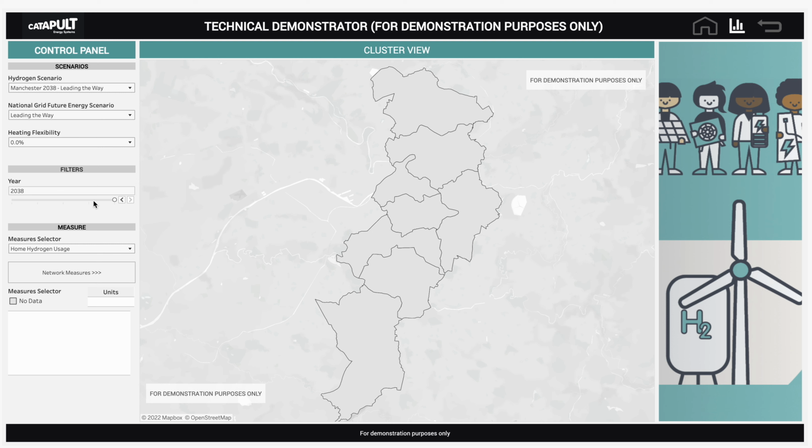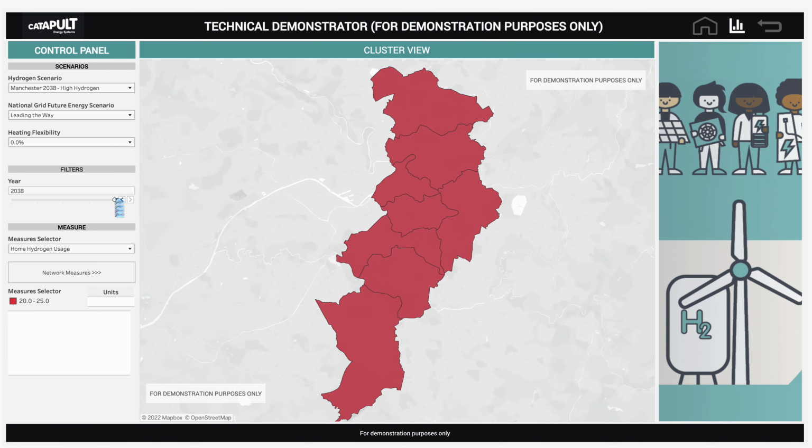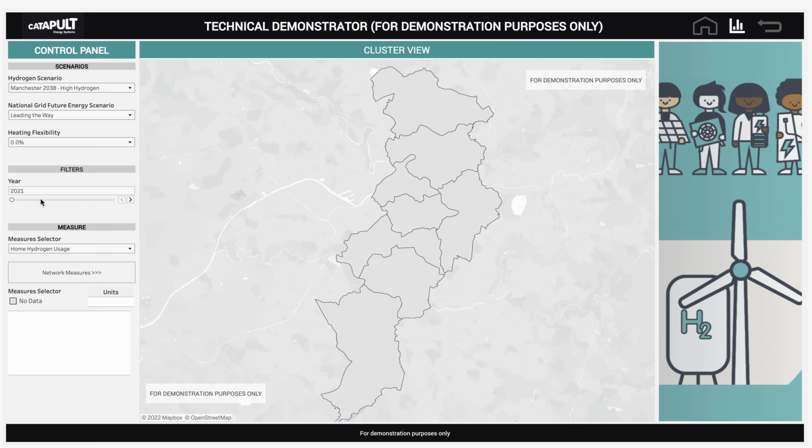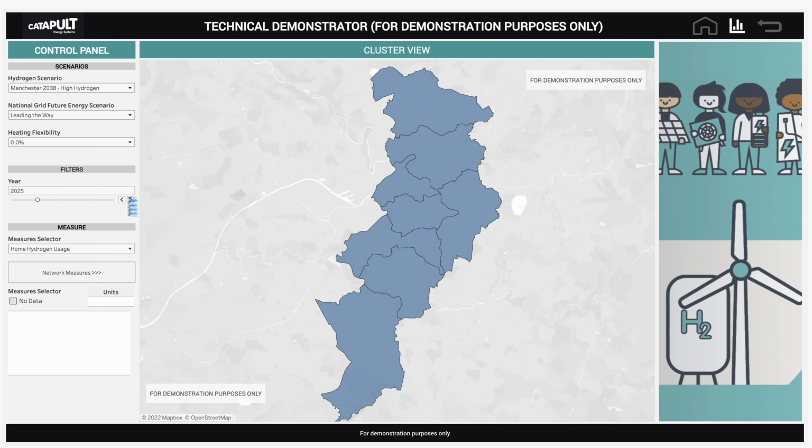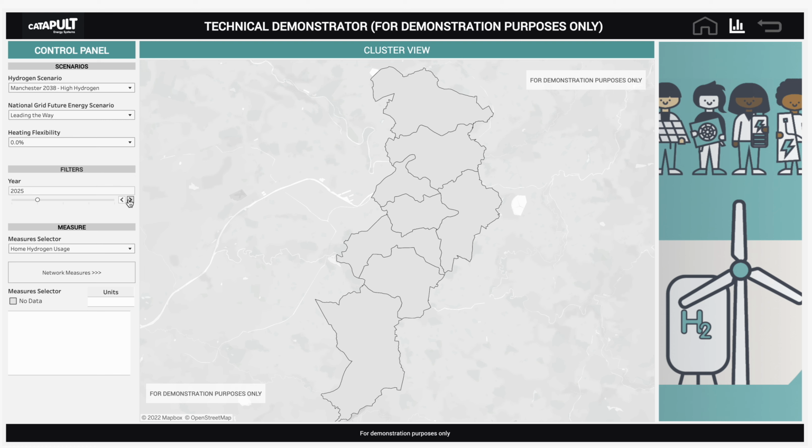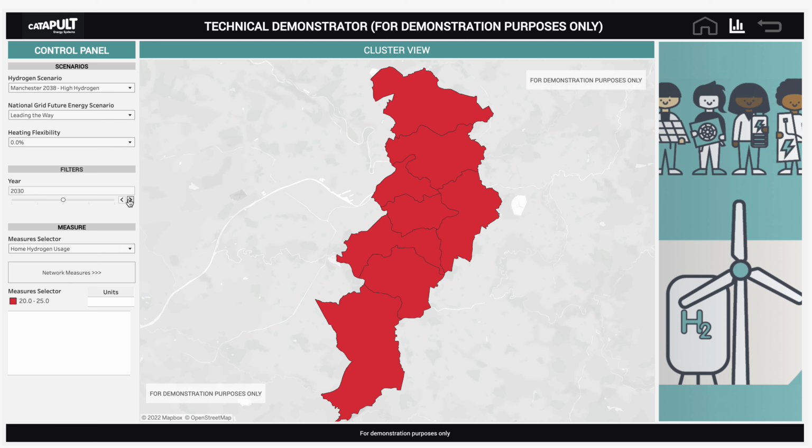However, if we move to high hydrogen, we'll see that we start off with nothing, but as we increase over time, and you'll see this at 2030, this big change. Now we've got a whole load of hydrogen usage in play, and it increases over time as well.